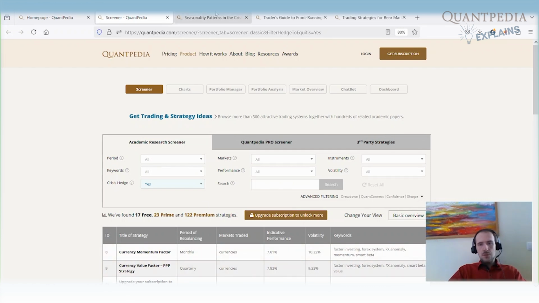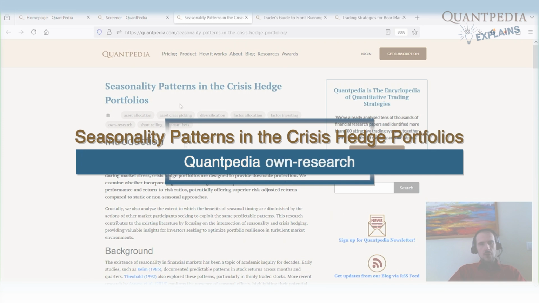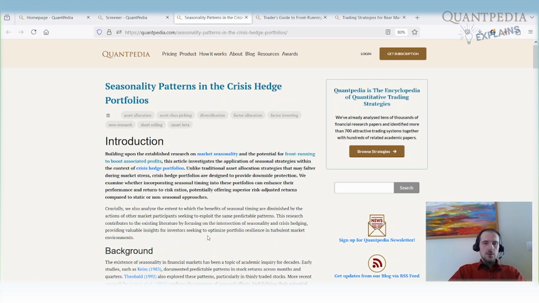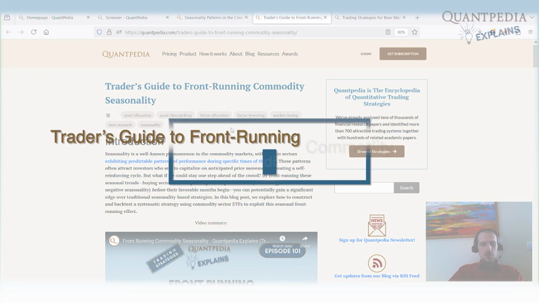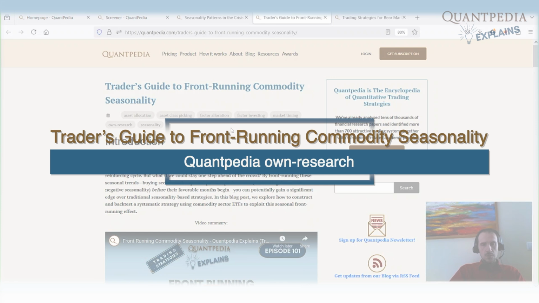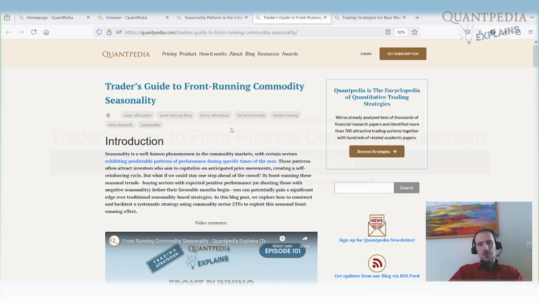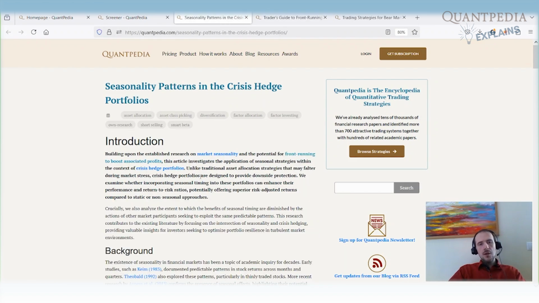What we did in previous week is that we have an article about the seasonality patterns in those crisis hedge portfolios. This article builds upon another article that we wrote in the past 2 months. We discussed the commodity seasonality. So we discussed what is the impact of the seasonality on the performance of the commodities and how you can front run this seasonality. So how you can find out what time of the year is the best to invest into individual commodities and how you can front run these signals, these seasonality signals in the commodities. That was the idea in the commodities, and we tried to use this idea how to front run seasonality, but not use this front running of the seasonality in the commodities, but in the crisis hedge portfolios.